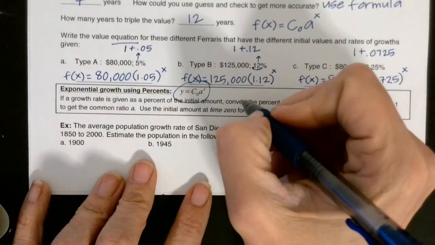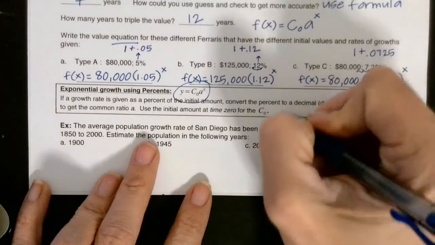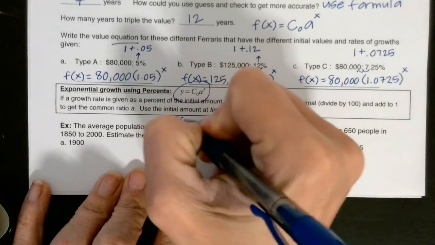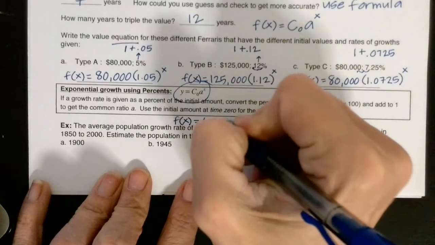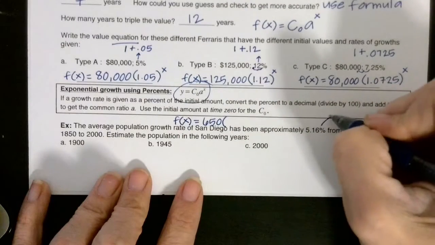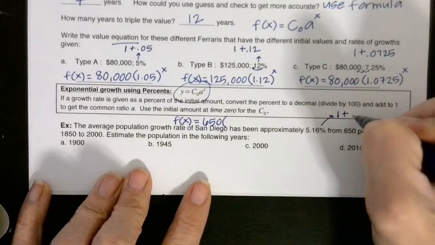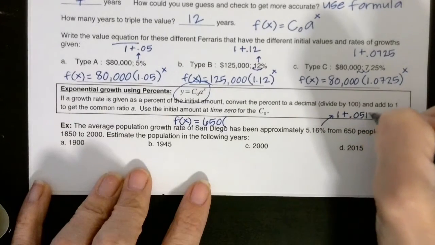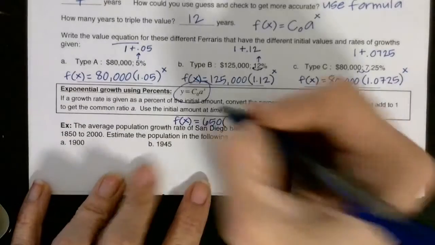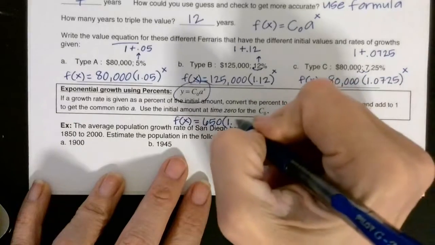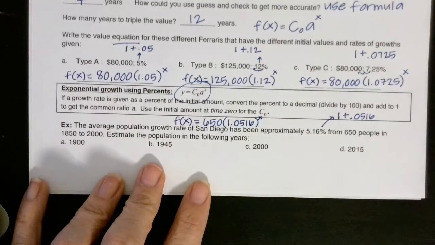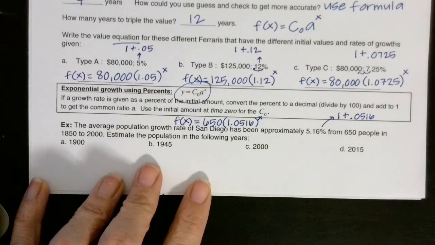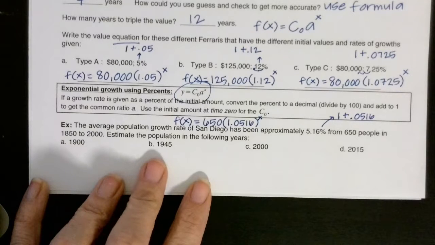We have y equals, or let's even just do f of x. The initial amount was 650 people, and we're growing. The population's getting bigger. So that's going to be 1 plus, convert that to a decimal, 0.0516, raised to the x power. Okay? And then this next thing says, estimate the population in the following years.